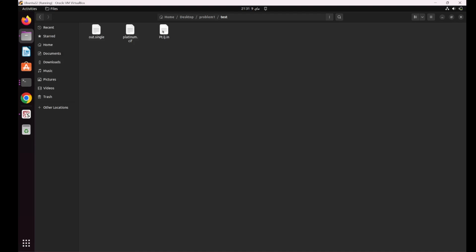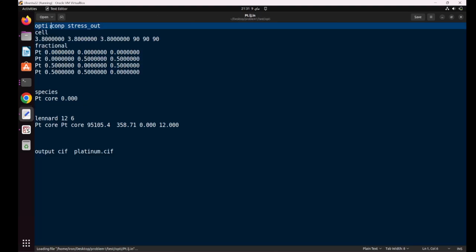Let me actually start a new folder here. Maybe I can call it optimization. And I will take a copy of this and put it in this folder. And the only change, remember in the previous video, there was the word single here. So the only change we will do in our starting calculation now is just to change this into opti, short for optimization. And then the rest of the file will be the same.